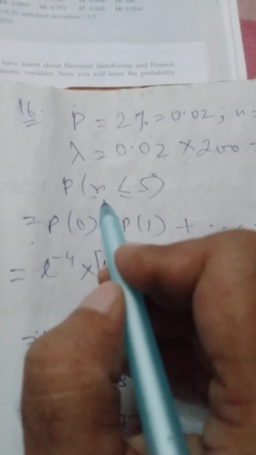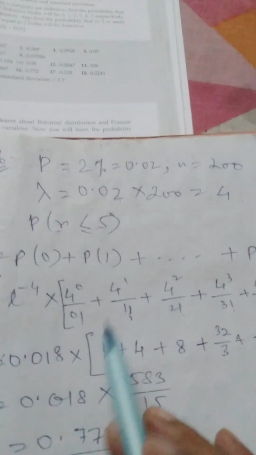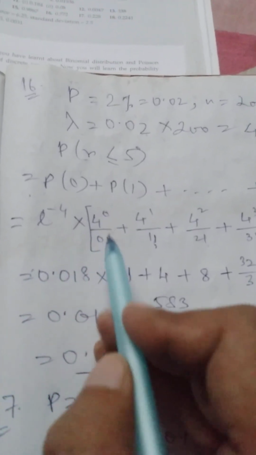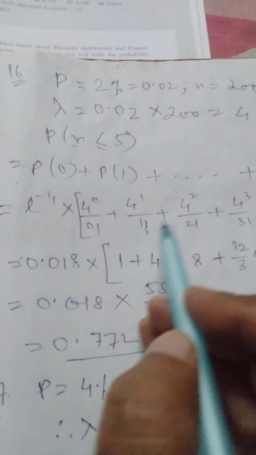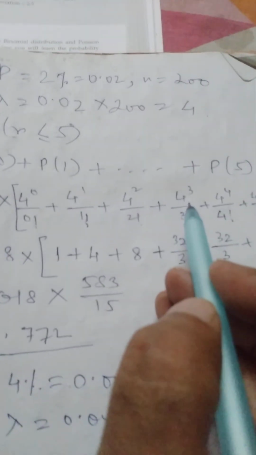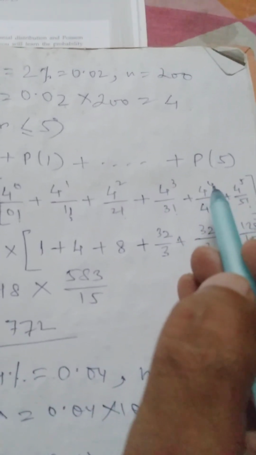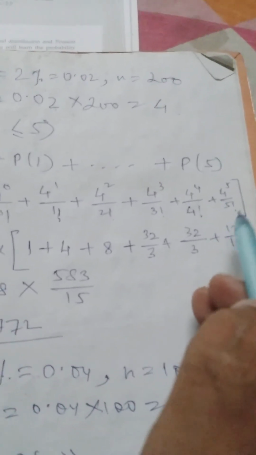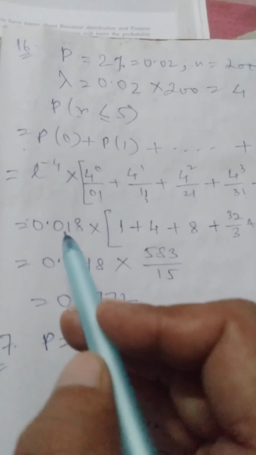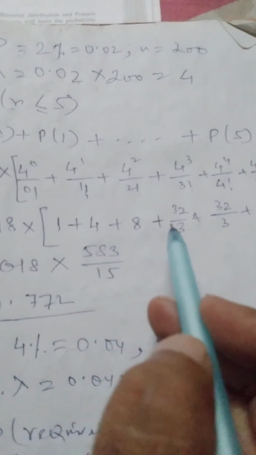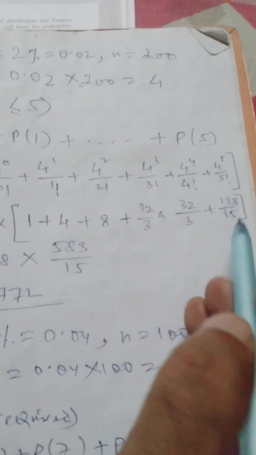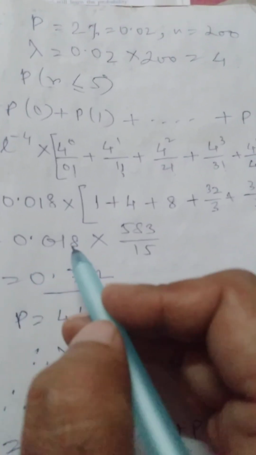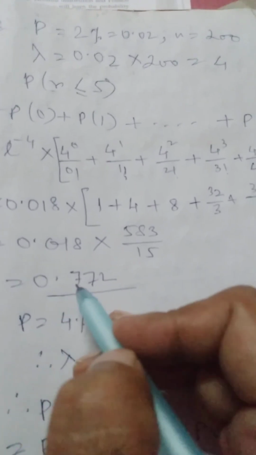So P of R less than or equal to 5, so P0 plus P1 plus dot dot dot P5, which will make it e to the power minus 4 into 4 to the power 0 by 0 factorial plus 4 to the power 1 by 1 factorial plus 4 square by 2 factorial plus 4 cube by 3 factorial plus 4 to the power 4 by 4 factorial plus 4 to the power 5 by 5 factorial, which will make it 0.018 into 1 plus 4 plus 8 plus 32 by 3 plus 32 by 3 plus 128 by 15, which will make it 0.018 into 583 by 15, which will make it 0.772.